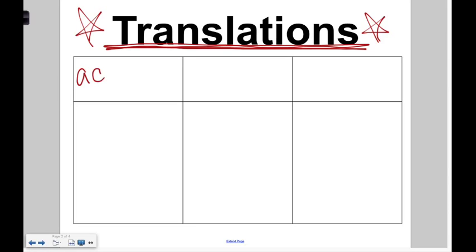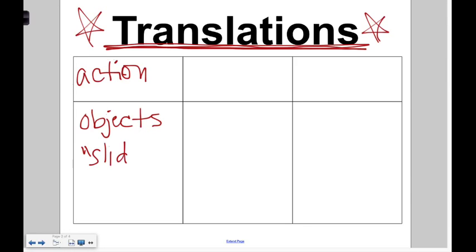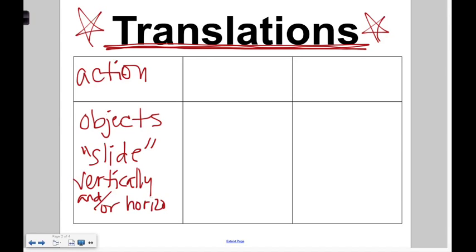Okay, so in our first box I want you to write the word action. This is going to tell us, what does a translation do? What happens is the objects slide vertically and/or horizontally. So some objects will just slide vertically, some will just slide horizontally, and some will slide vertically then horizontally, or horizontally then vertically.